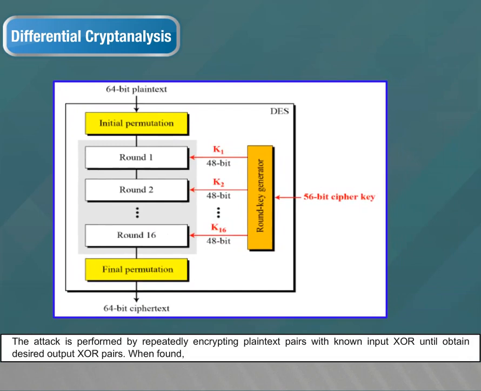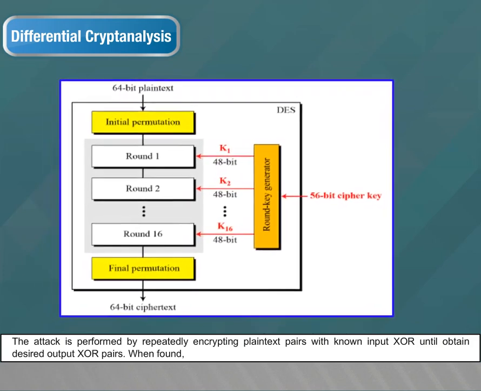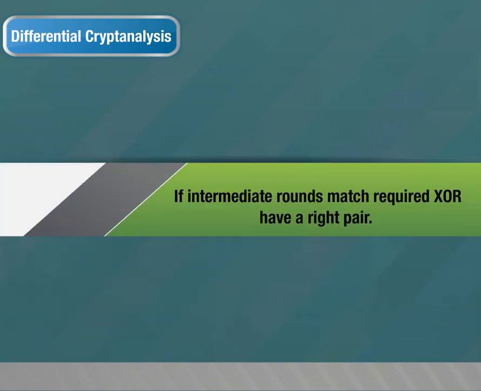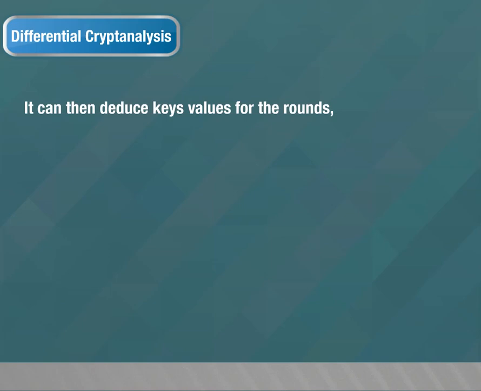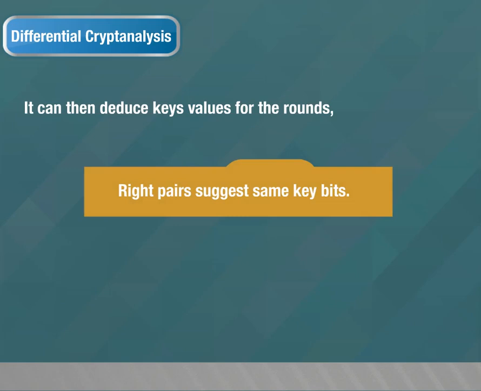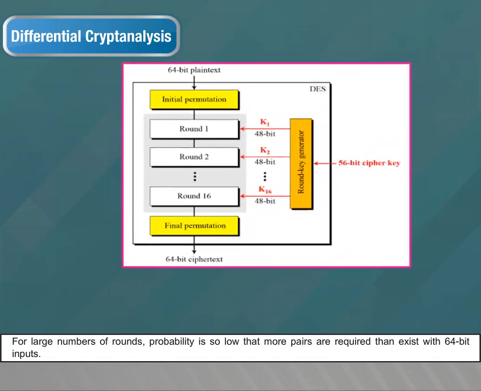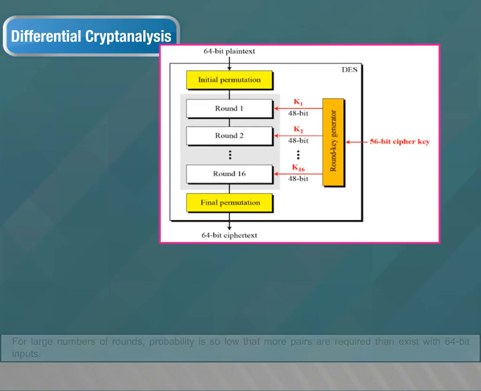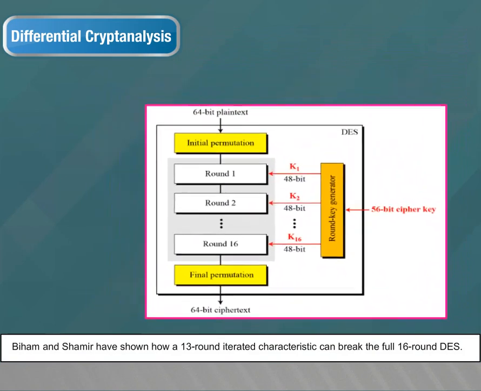The attack is performed by repeatedly encrypting plaintext pairs with known input XOR until the desired output XOR pairs are obtained. When found, if the intermediate rounds match the required XOR, we have a right pair. If not, then we have a wrong pair. The relative ratio is S/N for the attack. It can then deduce key values for the rounds. Right pairs suggest the same key bits. Wrong pairs give random values. For a large number of rounds, the probability is so low that more pairs are required than exist with 64-bit inputs. Biham and Shamir have shown how a 13-round iterated characteristic can break the full 16-round DES.